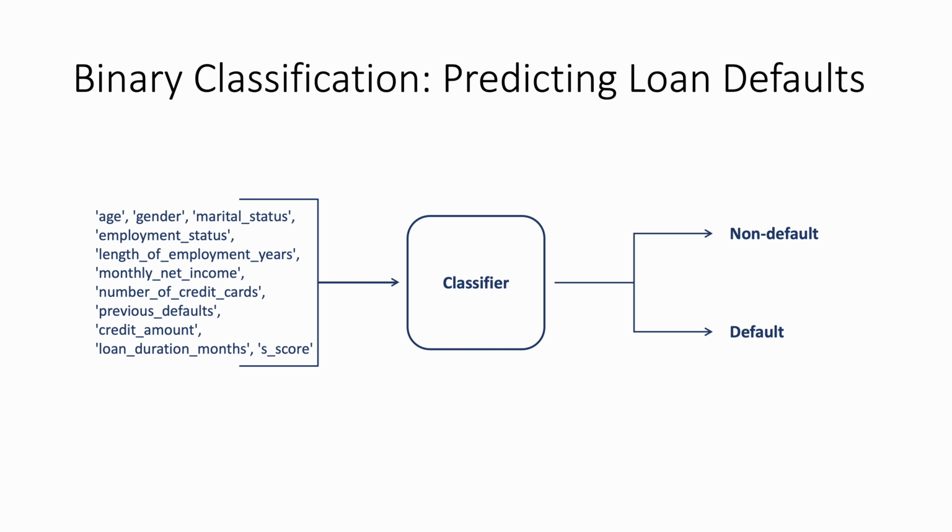As shown in the diagram, the classifier processes these features and produces one of two possible outcomes: non-default, meaning the applicant is likely to repay the loan, and default, meaning the applicant is at high risk of missing payments.